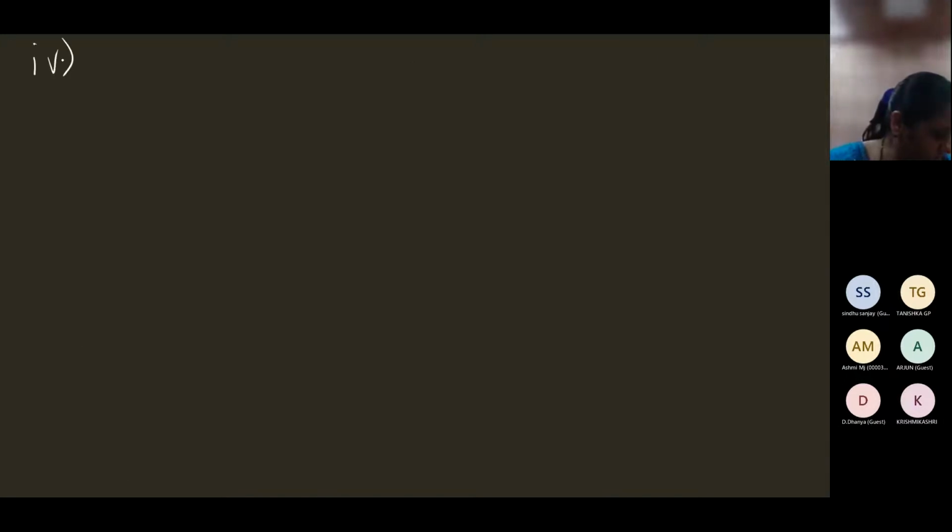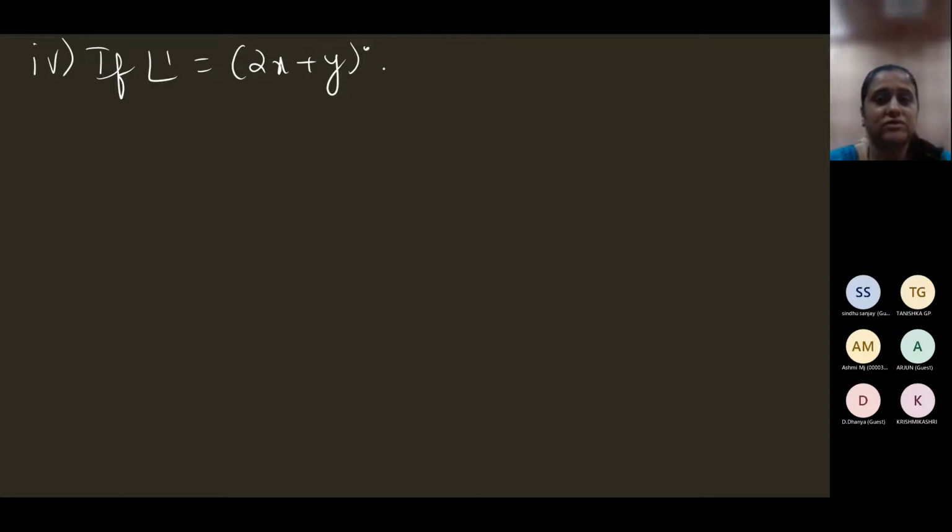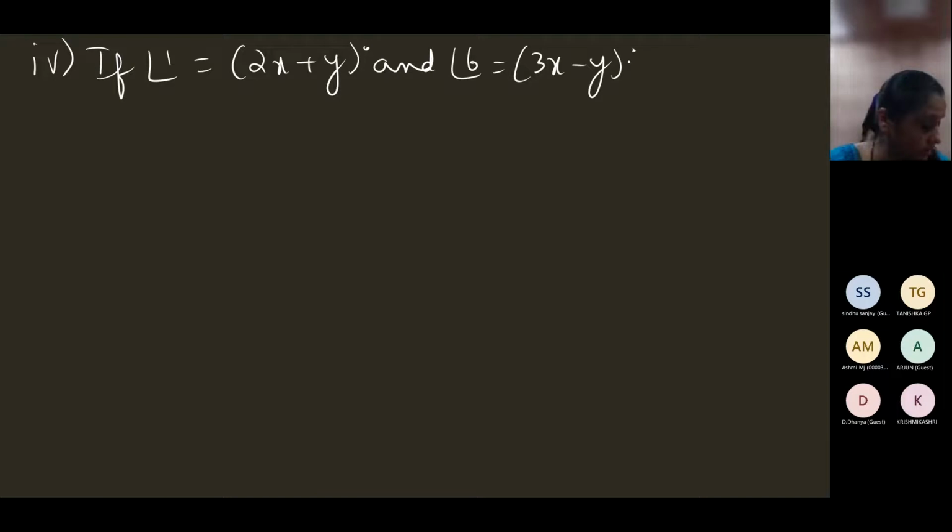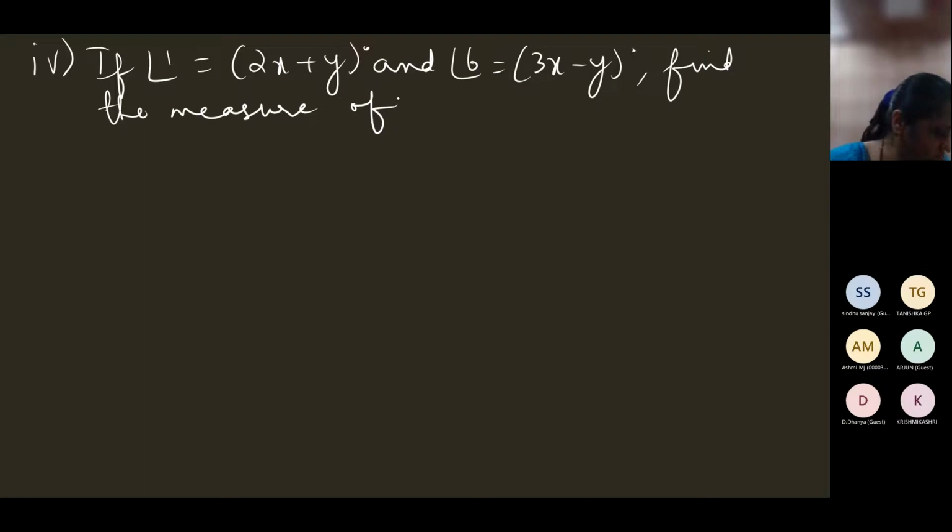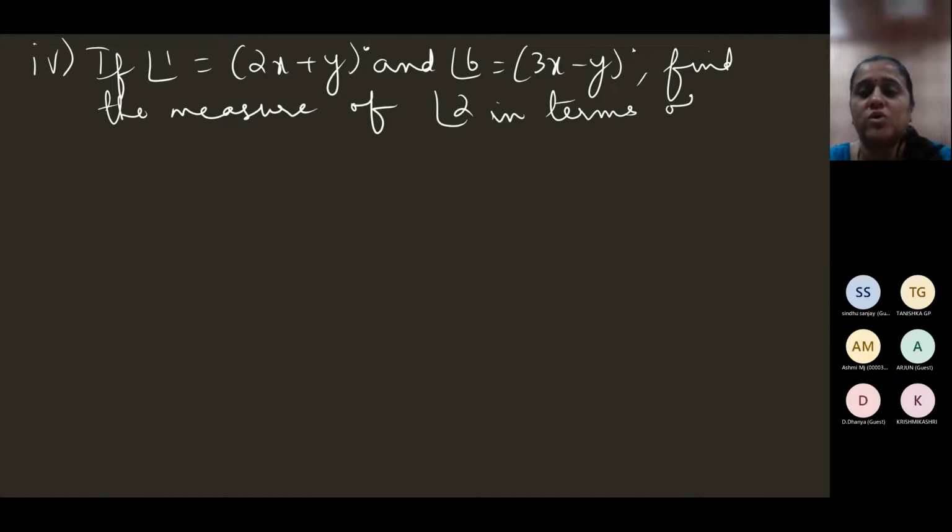So the fourth subdivision: if angle 1 is equal to 2x plus y degrees and angle 6 is equal to 3x minus y degrees, find the measure of angle 2 in terms of y.